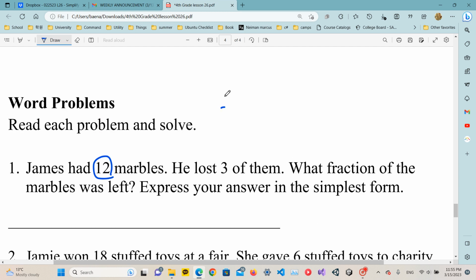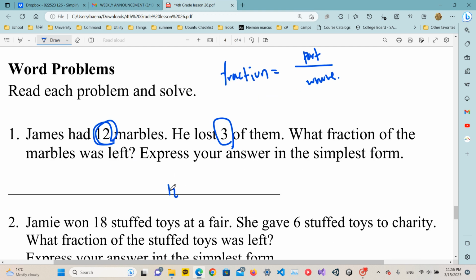So a fraction can be written as part over whole. Part goes on top, and whole goes on the bottom. He lost 3 of them, which means that since you have a total of 12 marbles, which is going to be your whole, it's going to be something over 12. But he lost 3 of them, so he's left with only 9 marbles. And if you simplify it, this will equal 3 over 4. And 3 over 4 is going to be your answer.